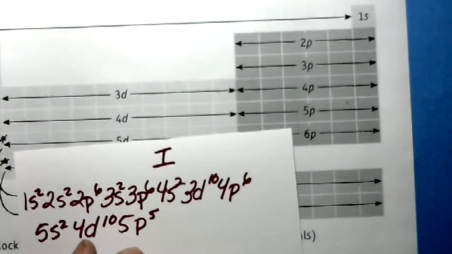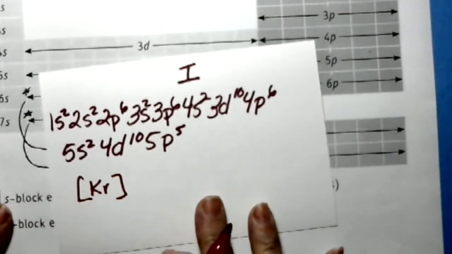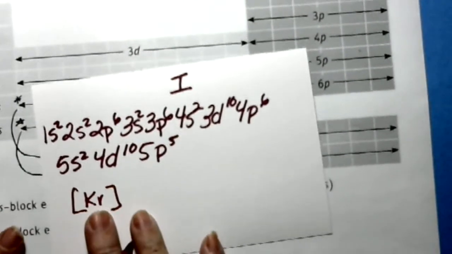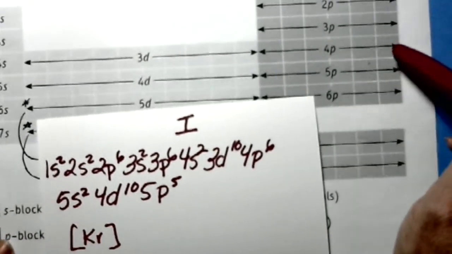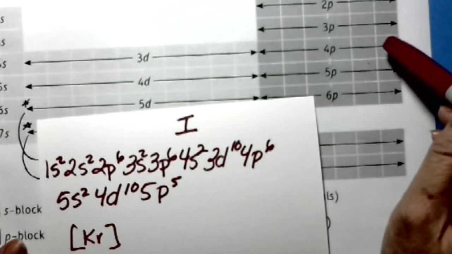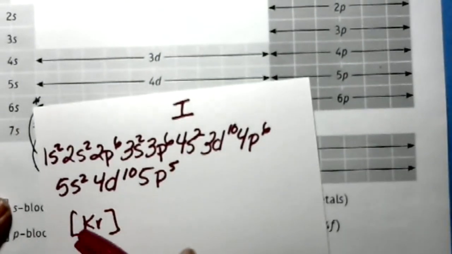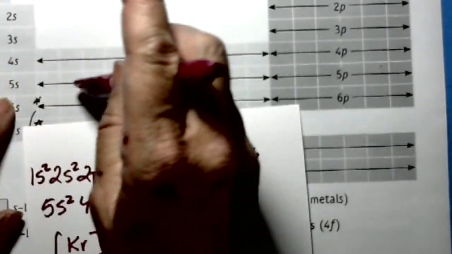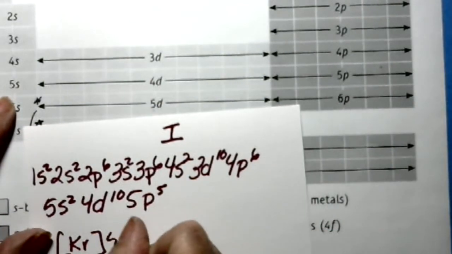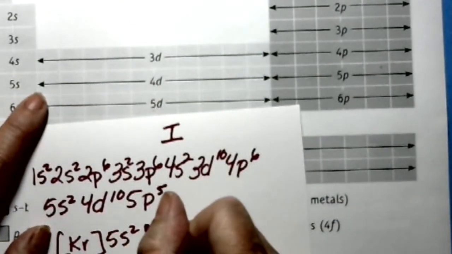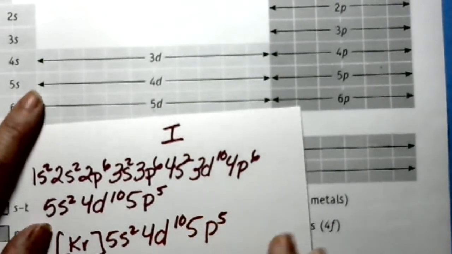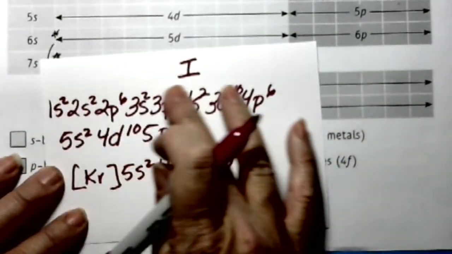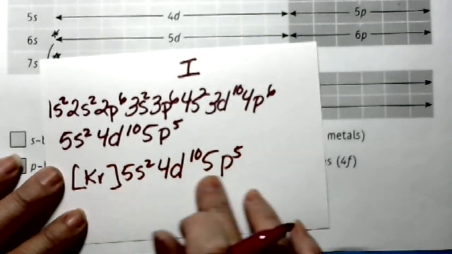So I'm going to write this as krypton. So basically I'm saying it has all the electrons that krypton has plus these. So krypton was right here. So it has all the electrons for krypton plus this row, plus the 5s2, the 4d10, and the 5p5. Okay. So this is the long version. This is the short version.